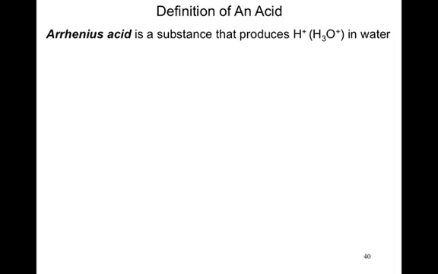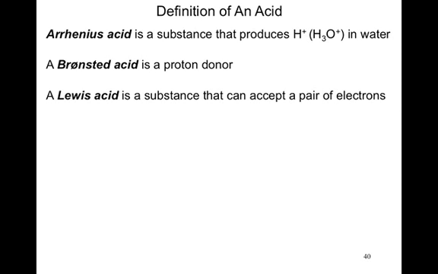There are a few definitions. Arrhenius acids, which you've probably learned in Gen Chem, produce hydrogen ions in water, and Arrhenius bases produce OH minus ions in water. A Bronsted acid is a proton donor, and of course a Bronsted base is the proton acceptor.